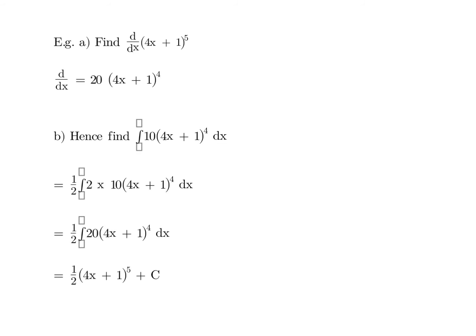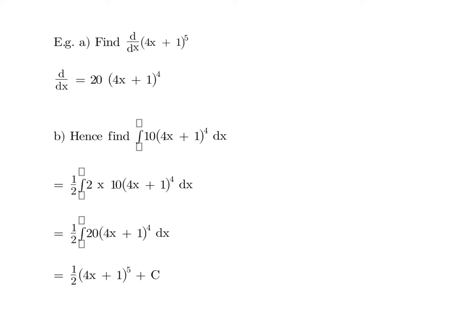So the differential of 4x plus 1 to the 5: you bring the power down the front, lower your power by 1, times by the differential inside. So 5 times 4 is 20, 4x plus 1 to the 4. So in part B, we want to integrate 10 outside of 4x plus 1 to the 4. But remember in part A, the differential got us 20 at the front. So I've got to change that 10 and make it 20.